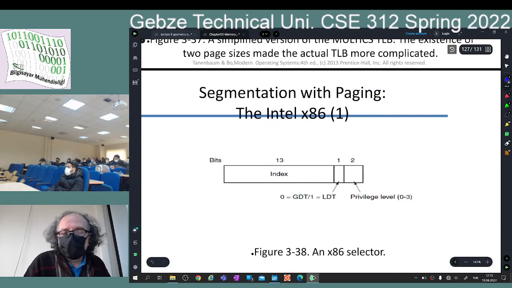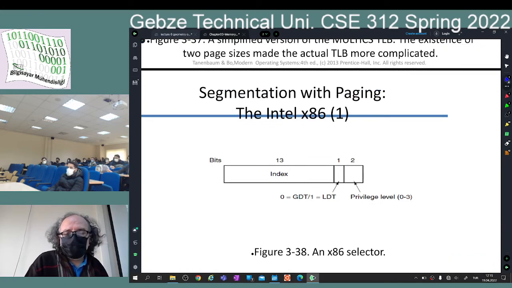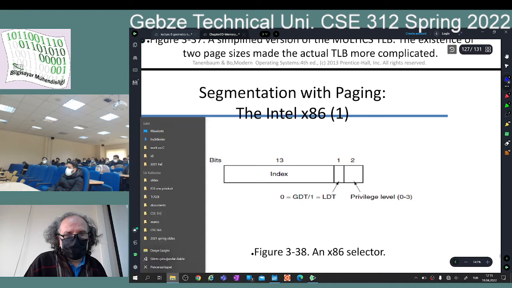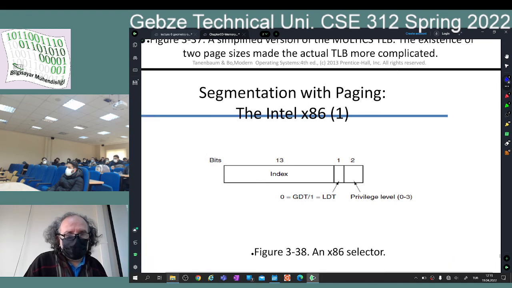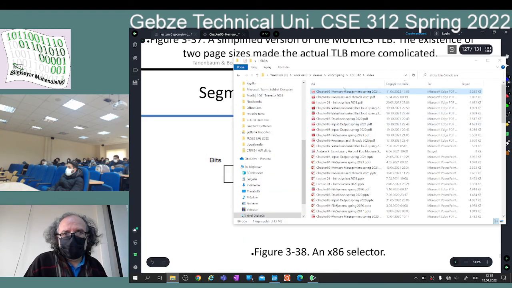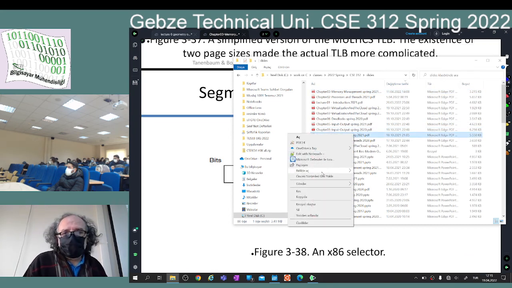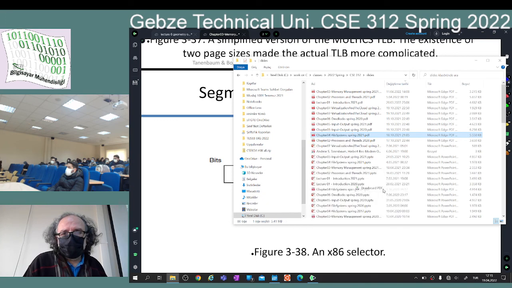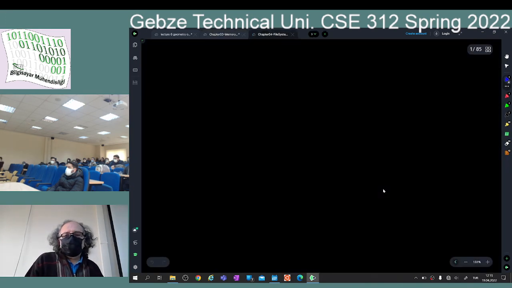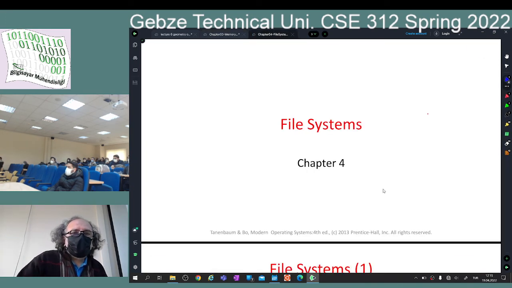Okay, good. That will be the end of this chapter, chapter number 3, memory. Are there any questions? If there are no questions, then I will start talking about the next chapter, chapter number 4. It is the file system.